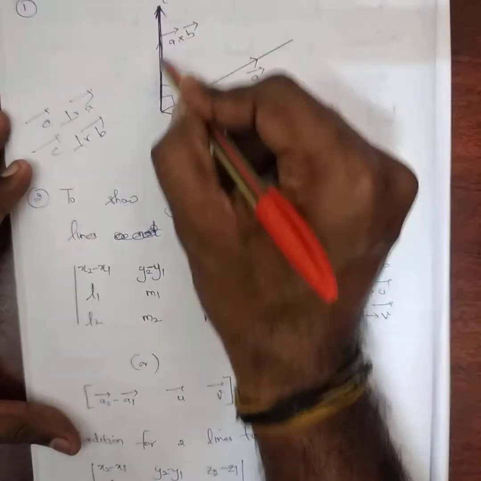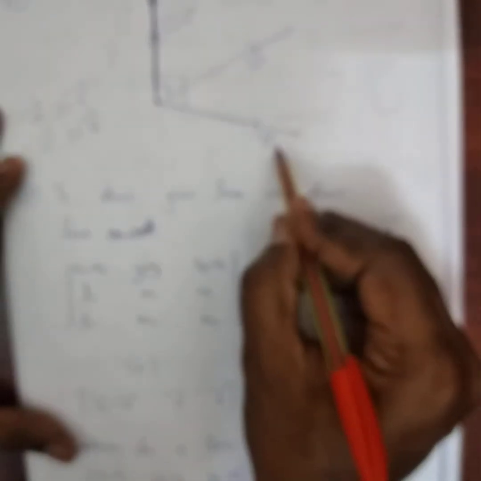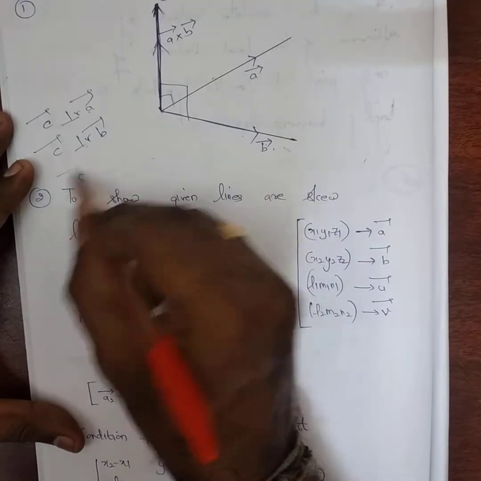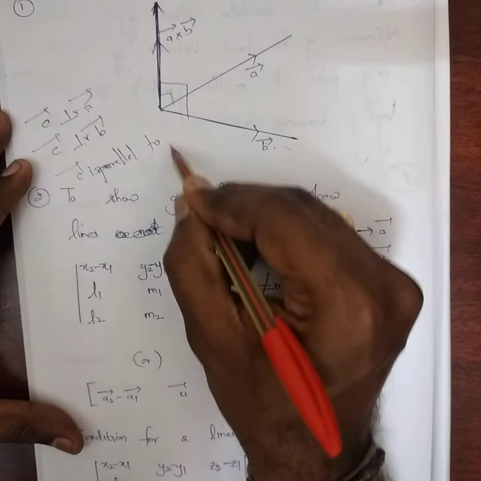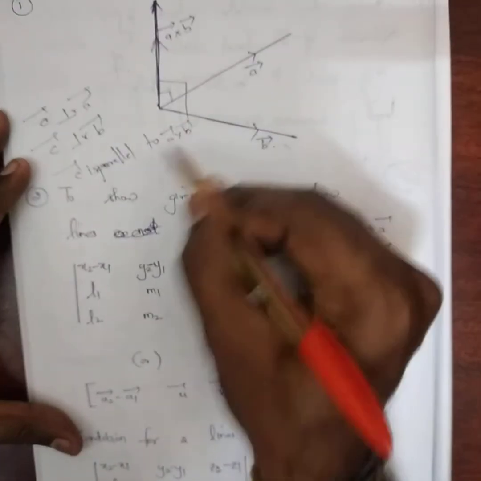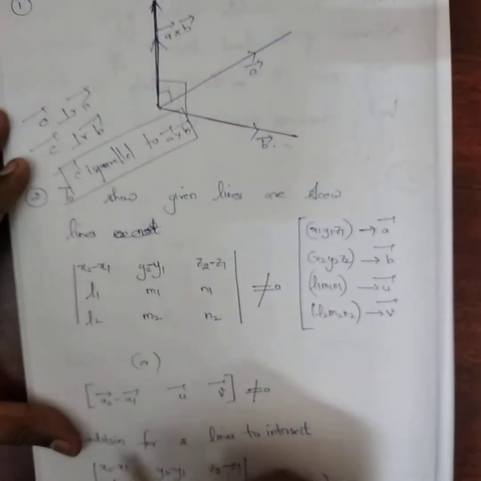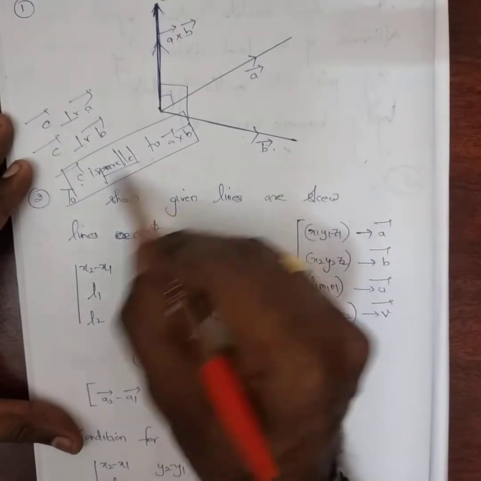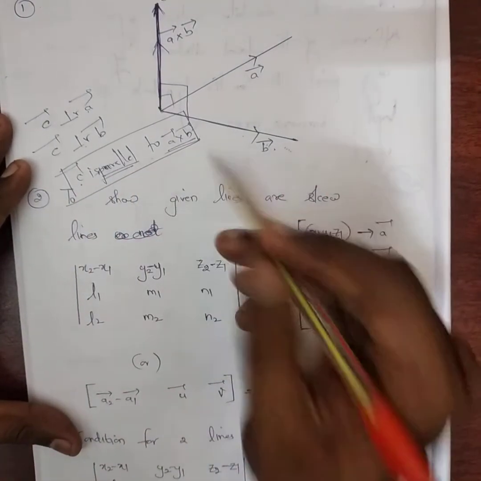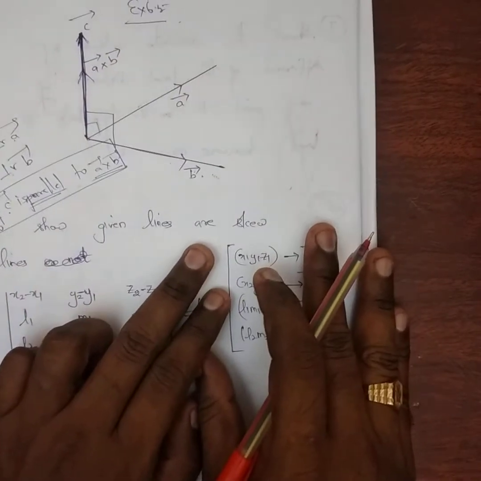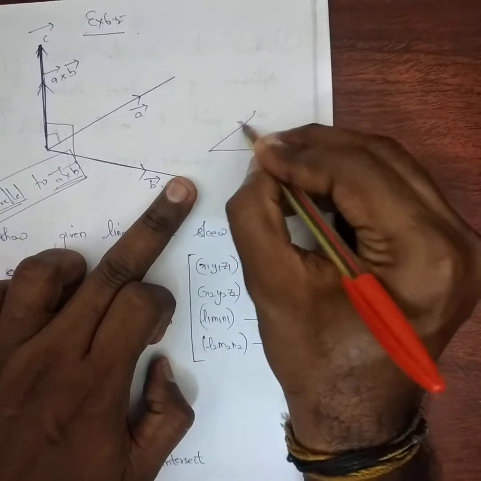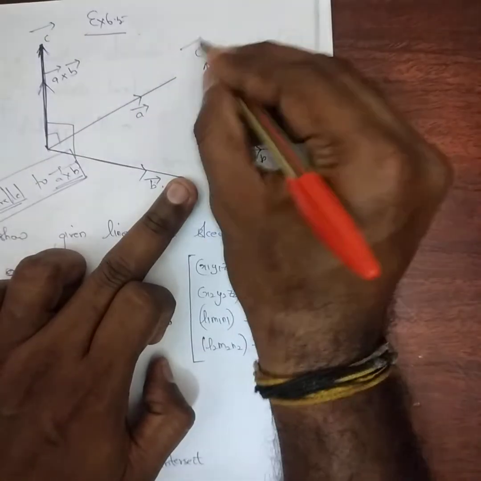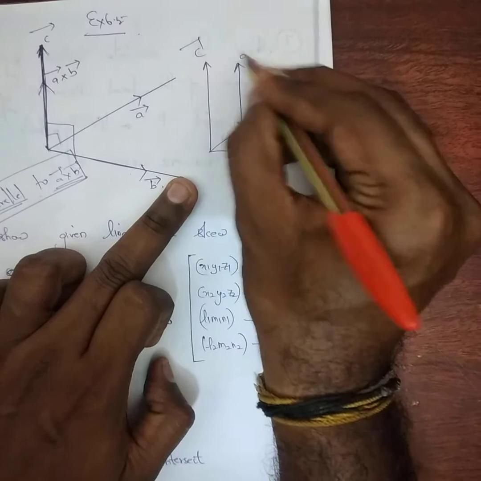Therefore, A vector cross B vector is perpendicular to both, and we can say C vector is parallel to A vector cross B vector. This is a definition. Suppose I derive it in another format: this can be B vector, this can be A vector, this can be C vector. You could put A vector cross B vector here also.